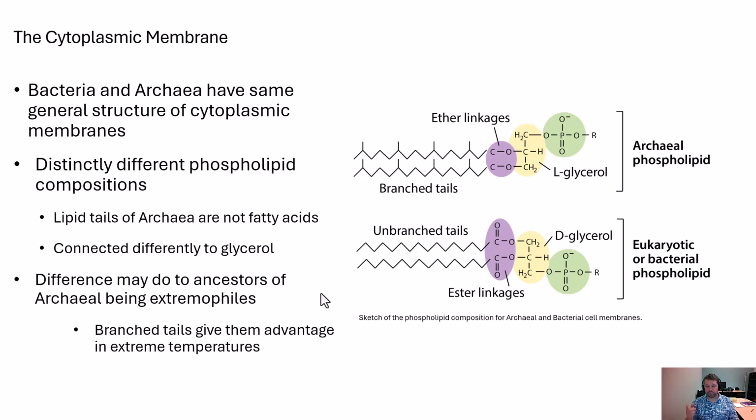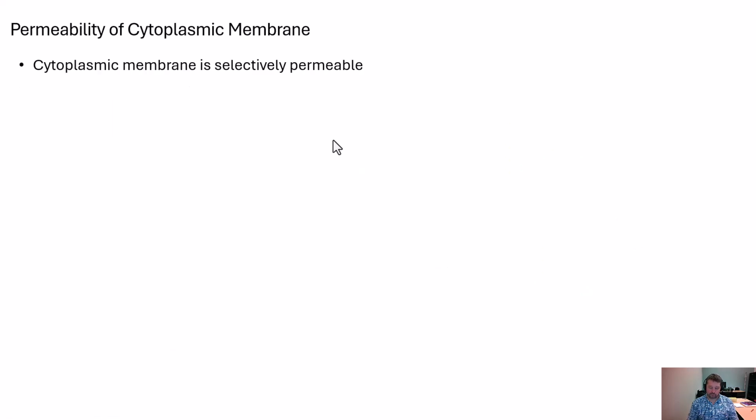There's another big difference in phospholipid bilayers in archaea versus eukaryotes and bacteria, and we'll come back and talk about it a little bit more, but there are archaeal phospholipid bilayers where the fatty acid tails of one phospholipid are connected to the other, so there's no space in between them. We also think that gives them an advantage in extreme temperature environments, but we'll talk about that later. Okay, so the cytoplasmic membrane is a selectively permeable membrane.